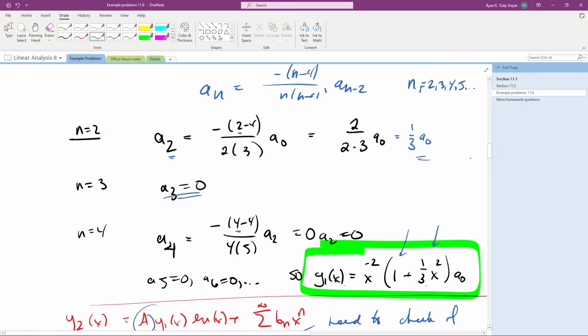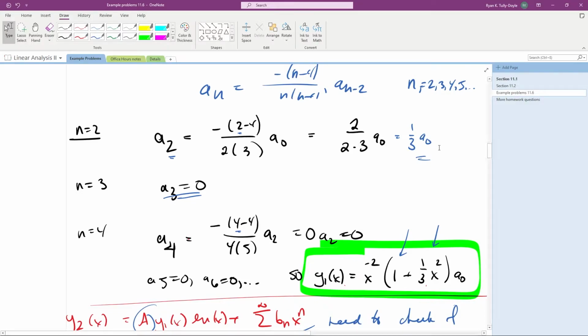And that's it. Is that a Frobenius series? Yes, it is. It's an expression of the form x to the r times a power series. It's just not a very complicated power series. It's a polynomial. We're going to see something similar happen in the second solution.